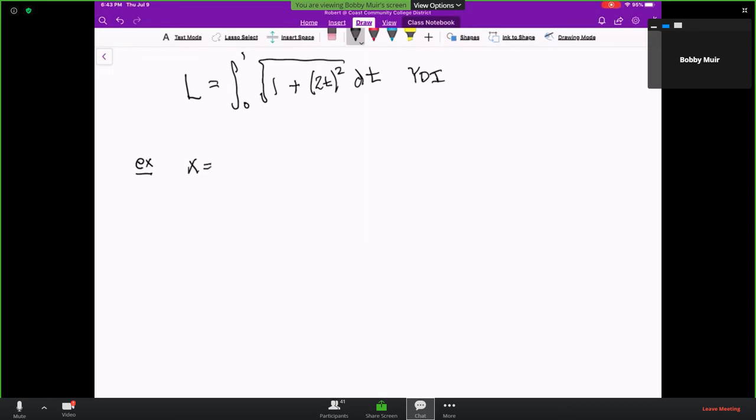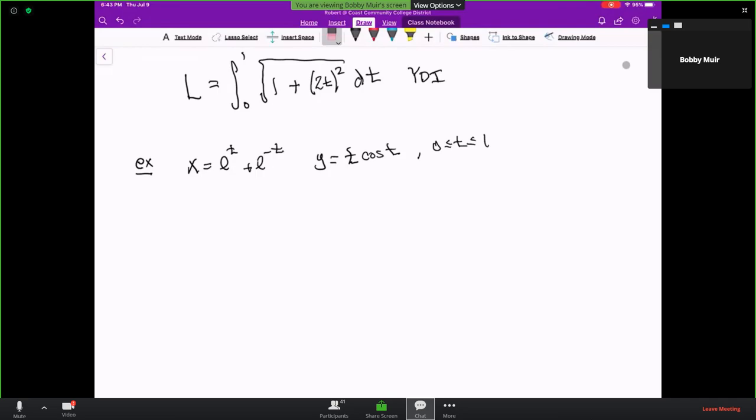All right, so x is going to equal e to the t plus e to the negative t. And y is going to equal t times cosine t. And t is going to run between 0 and 1. Okay, good luck eliminating the parameter there.